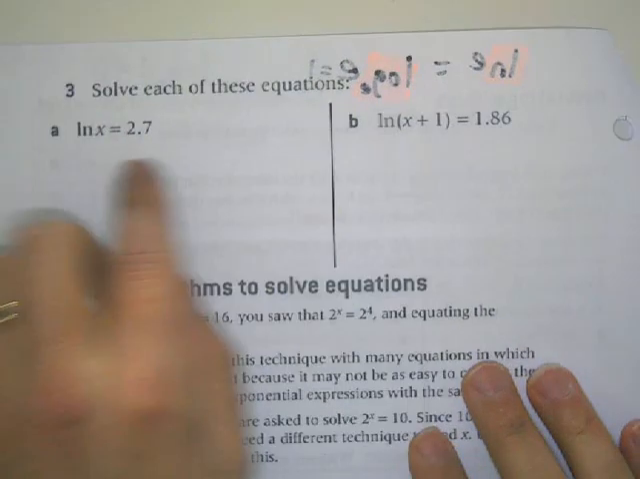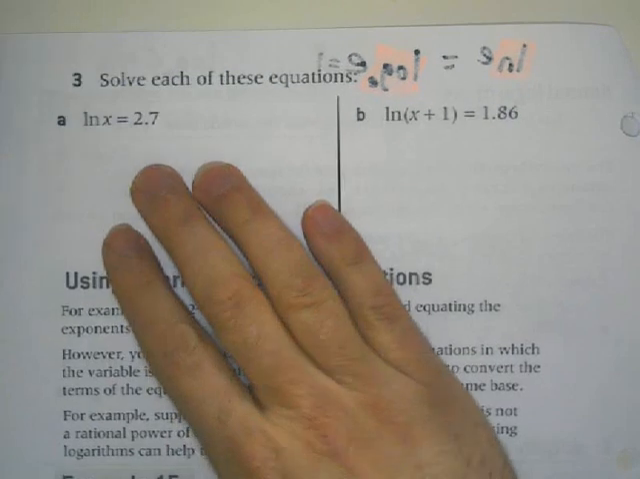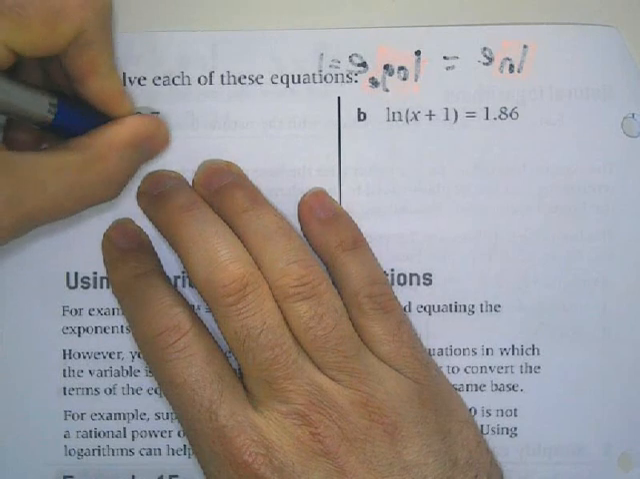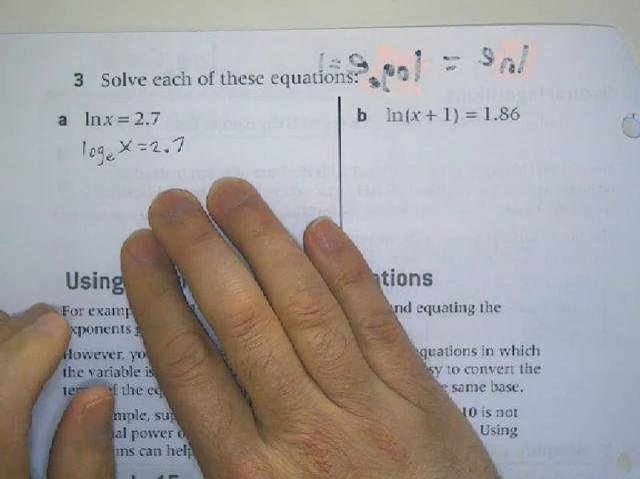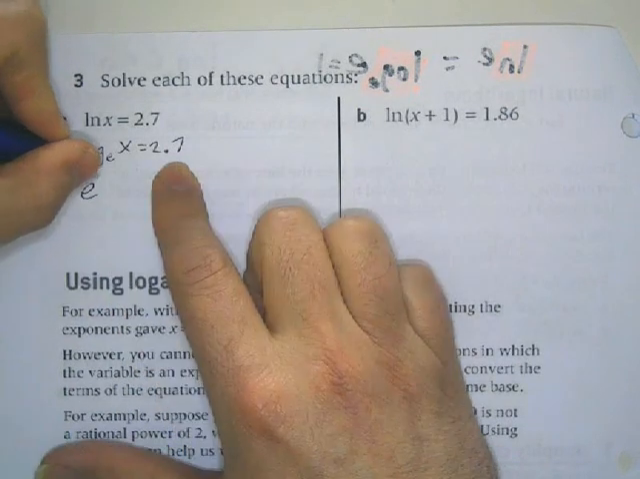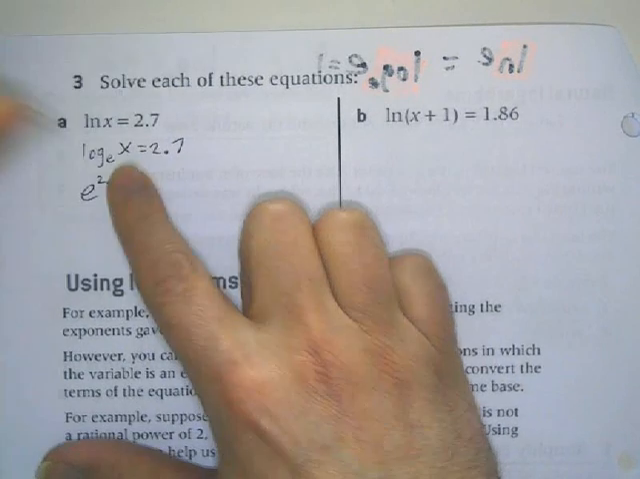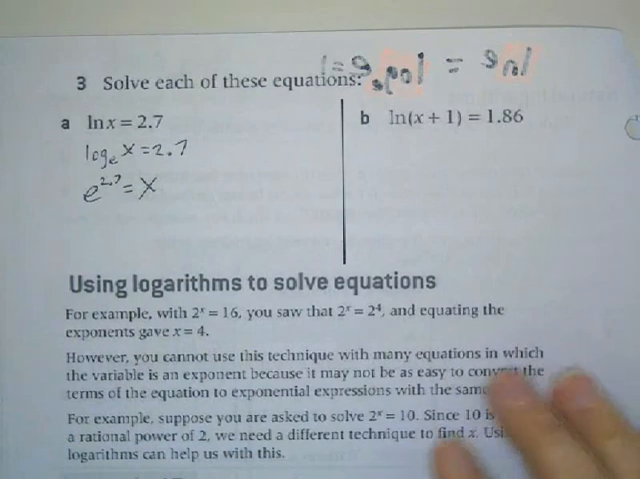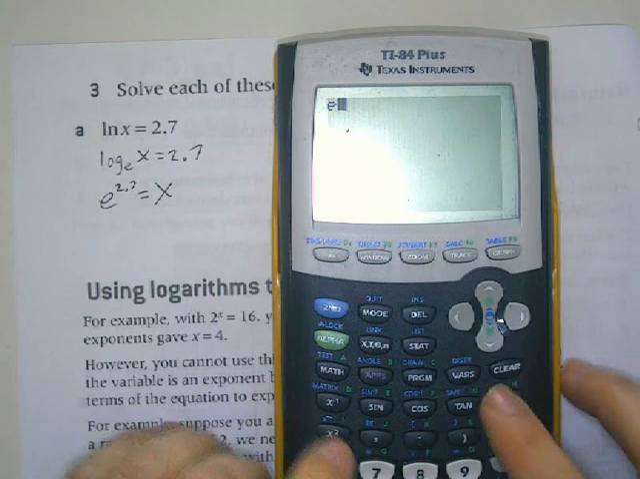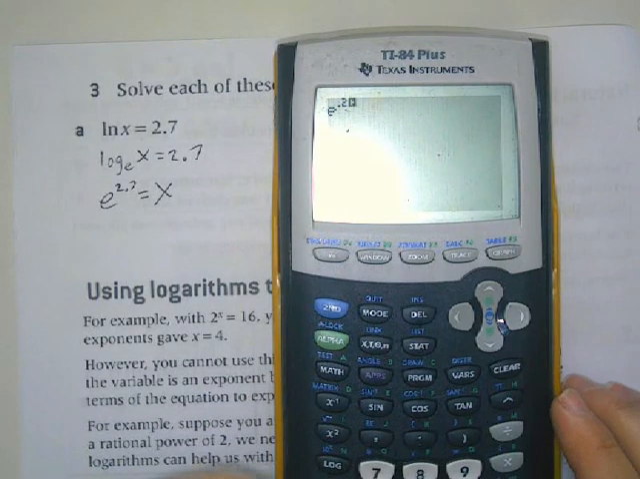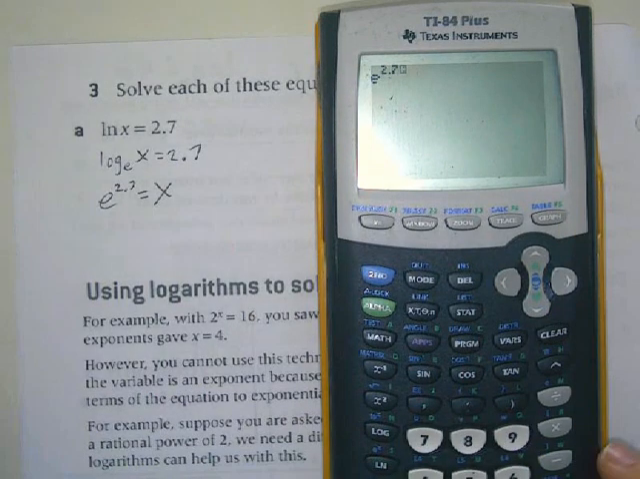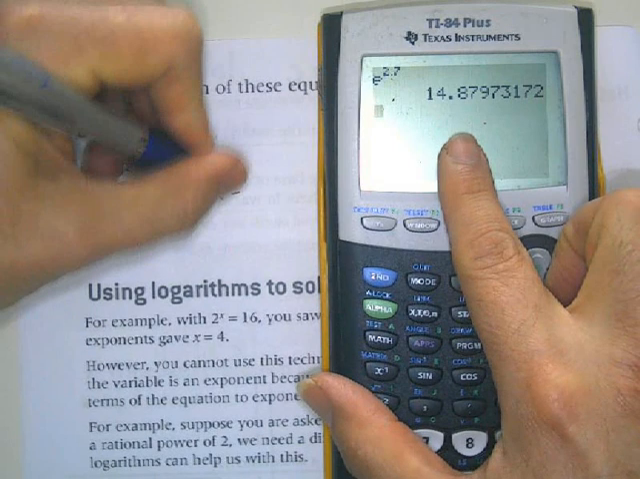Okay, solve these. So what I'm going to do here is I'm going to write this as log base e of x equals 2.7. Okay, so now I'm going to convert this to exponential form. So I can say my base e to the power of 2.7 is equal to the argument of x. And then now I can use my calculator. e to the power of 2.7, and I'm going to get x equals 14.9.